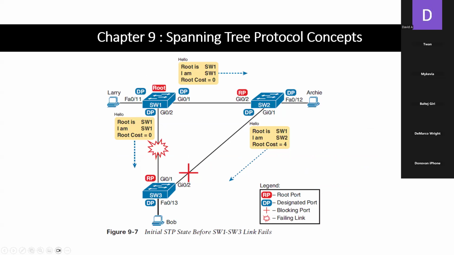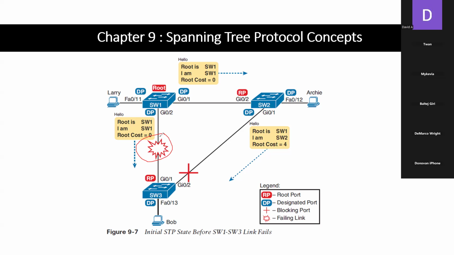So let's talk about convergence from the working state to the broken state and back to the working state. We have switch one, switch two, switch three. This should look familiar; we went through this before. Switch one is the root switch. In this scenario, switch three's gigabit 0/2 is in a blocking state. We established that. But in this scenario, let me get the pencil, switch one's gigabit 0/2 interface fails.